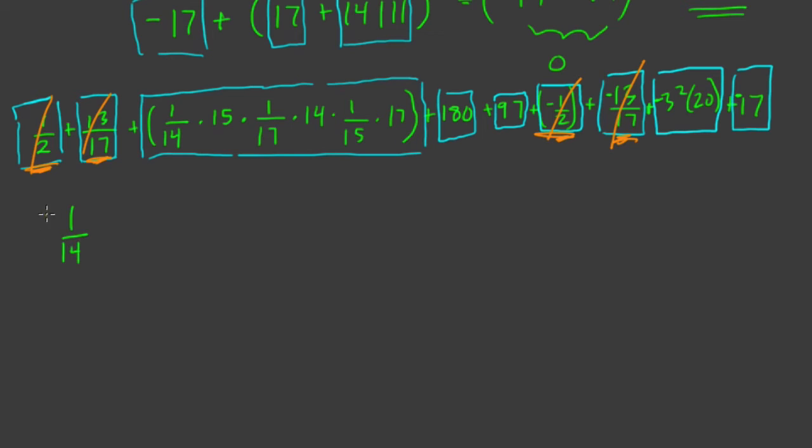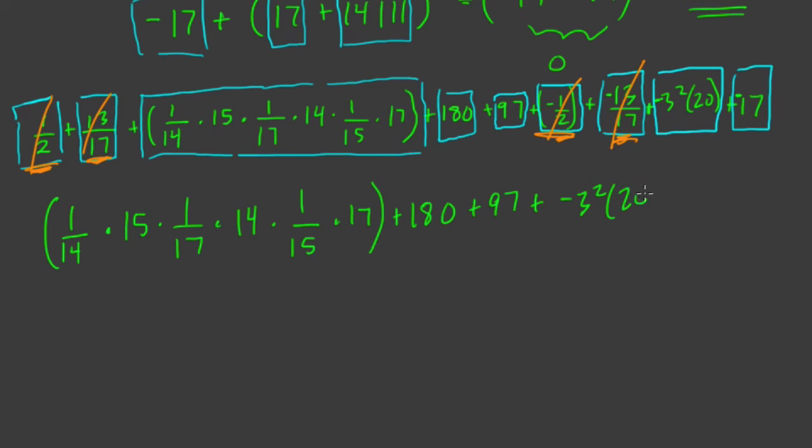People often don't want to rewrite, but I suggest you do for more complex problems. You can keep track of it. So here we rewrite, and you'll see already how much clutter we've gotten rid of in this equation, right? Plus 180, plus 97, plus negative 3 squared times 20, plus negative 17. So there are no other terms that add to 0 immediately, or obviously, I guess I should say.